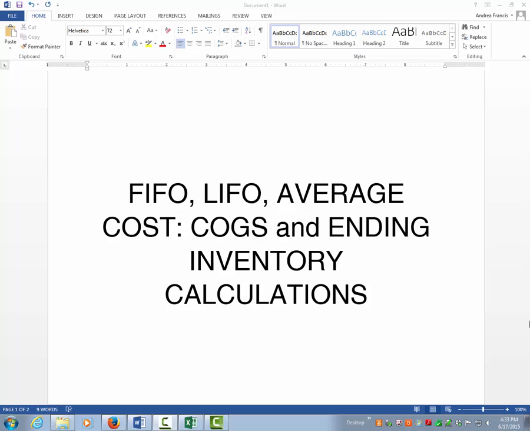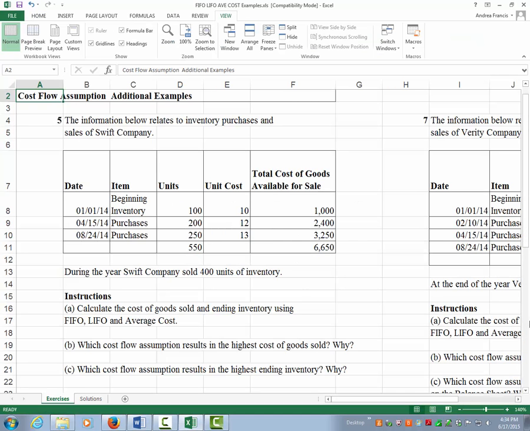This video will demonstrate a cost flow assumptions example where we will calculate cost of goods sold and ending inventory using the first in, first out, last in, first out, and average cost flow assumptions. I am basing the example on the handout. If you look on page 14 of your handout, you have an example number 5 for Swift Company.